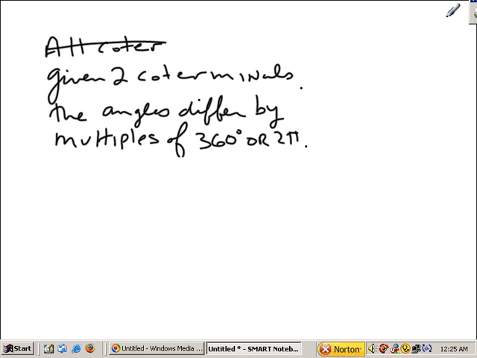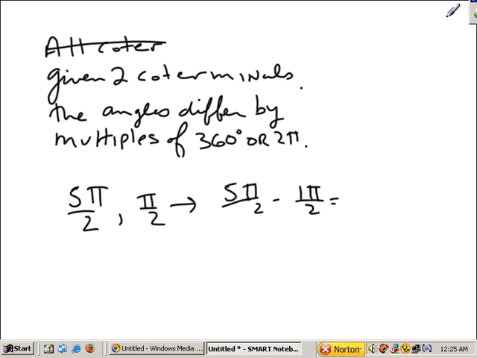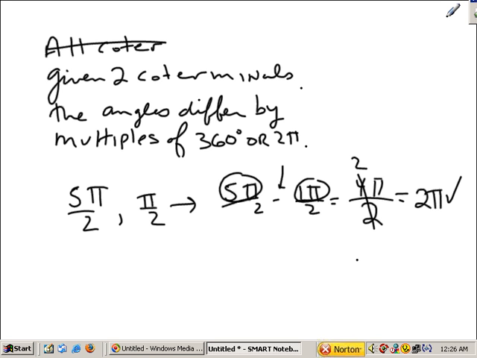So, if somebody gives you 5 pi over 2 and pi over 2, are these coterminal? Well, subtract them. 5 pi over 2 minus 1 pi over 2. In subtraction, if the denominators are the same, keep them. 5 pi minus 1 pi. It's almost like 5 minus 1, or 4. Just say pi. And 2 goes into 4 2 times. So you get an even number of pi's.